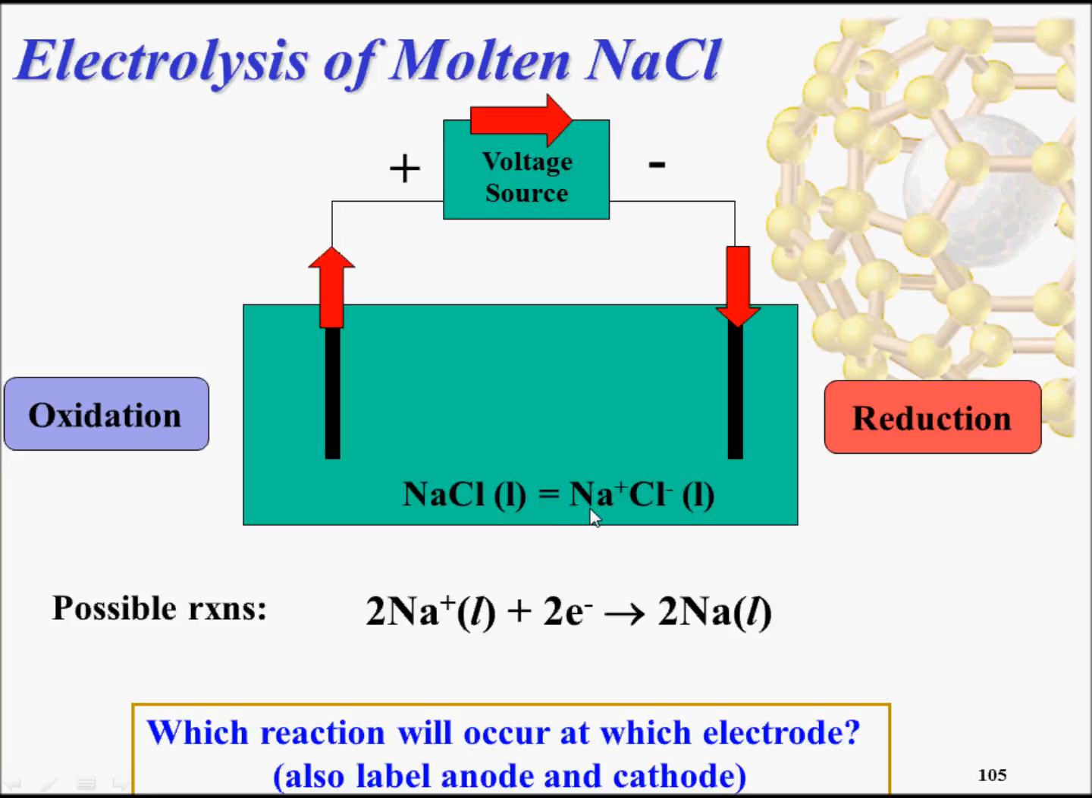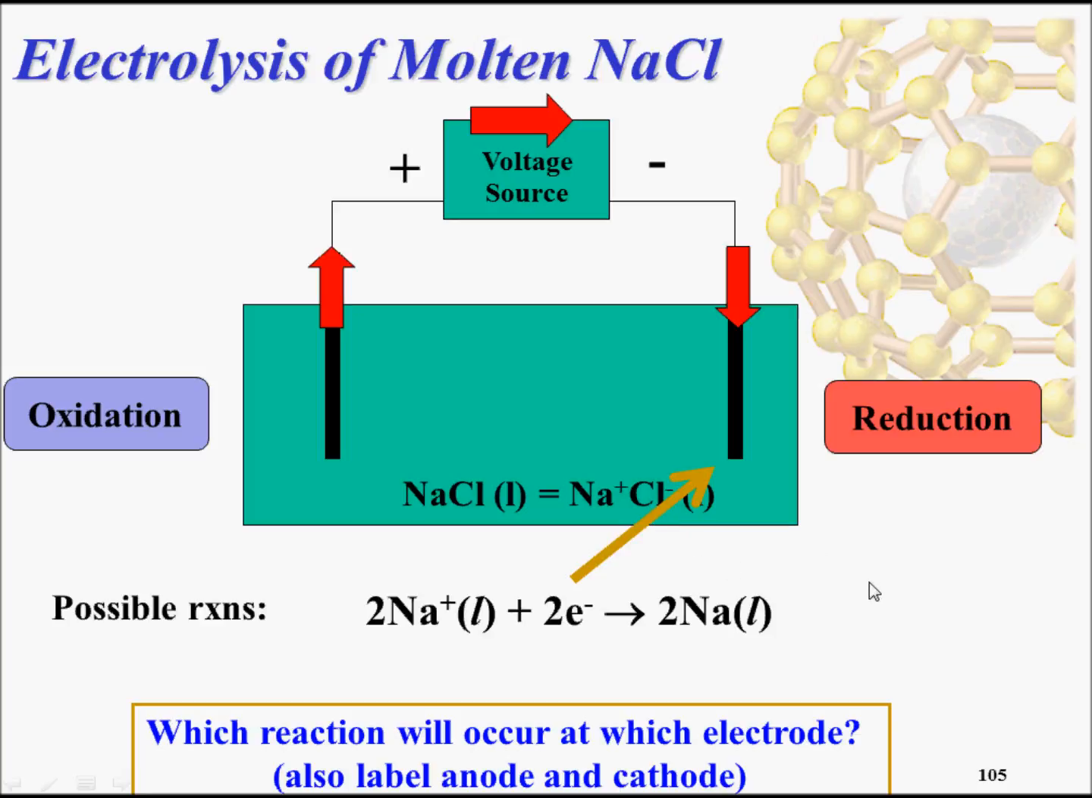Well, sodium has a positive charge. It's already lost one electron. Now it has an octet. It's not going to want to lose any more electrons. That sodium is going to have more of a tendency to gain that electron to get back to neutral. So the sodium is going to be the species in here that's going to want to undergo reduction. So this is the reaction that would be happening on this electrode.